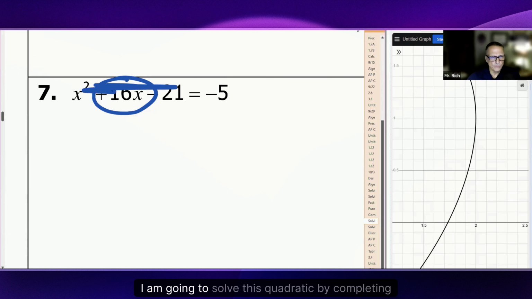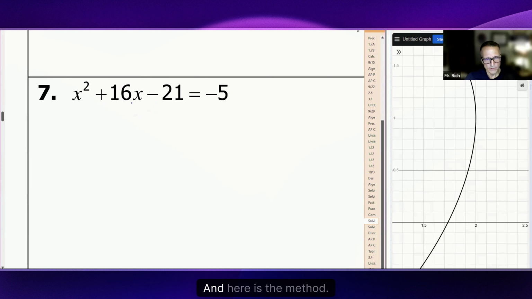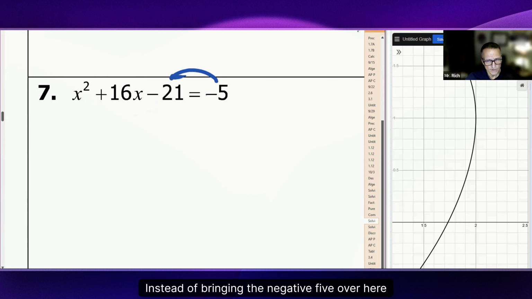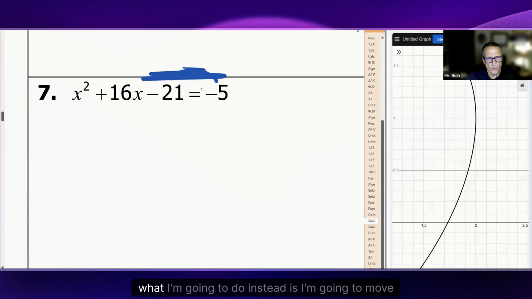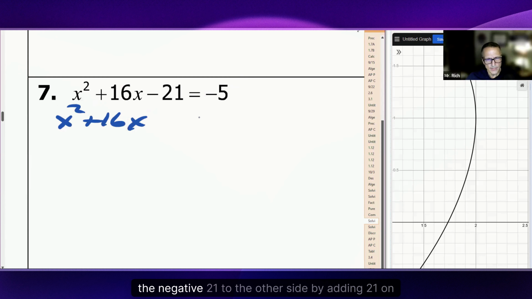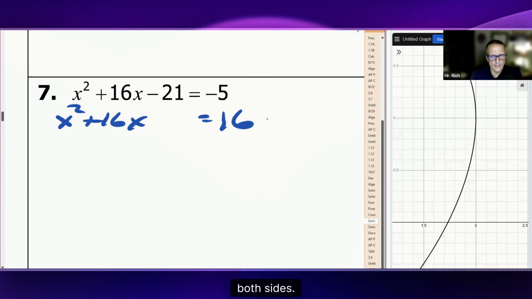Well, I am going to solve this quadratic by completing the square, and here is the method. Instead of bringing the -5 over here and leaving 0 and then trying to factor it, what I'm going to do instead is move the -21 to the other side by adding 21 on both sides.